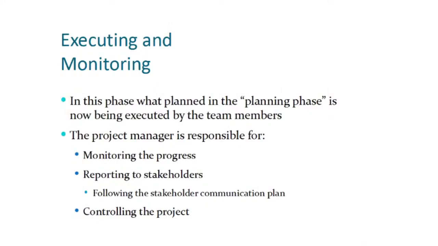The execution phase of project management consists of three main areas: monitoring, reporting the status of the project to the stakeholders, and controlling the project. By monitoring and controlling, you are ensuring that the project is progressing in a timely fashion and within defined constraints. Reporting includes notifying all stakeholders of the progress being made and alerting them to any issues that may require scope changes. This communication is done through the stakeholder communication plan developed in the planning phase.